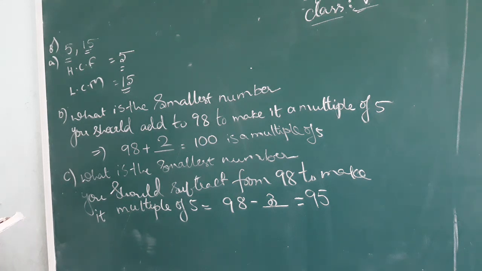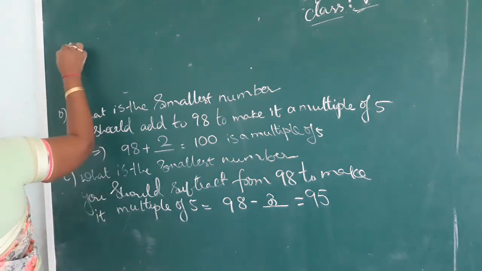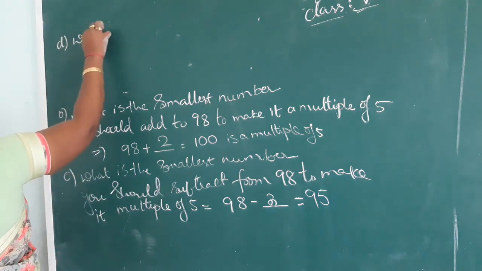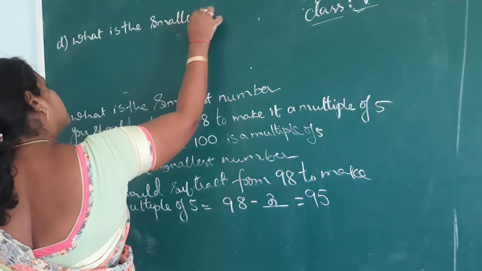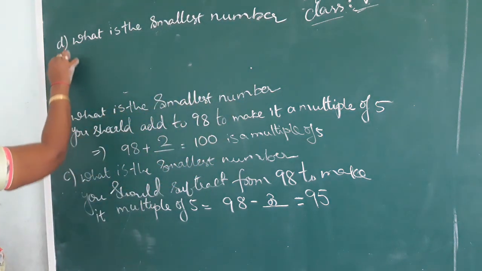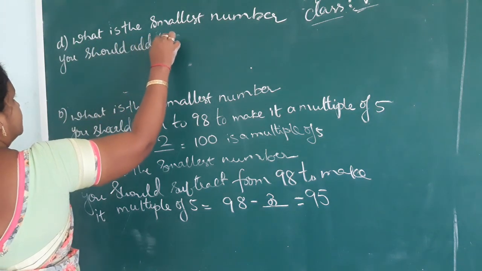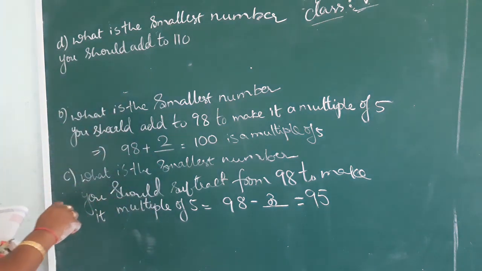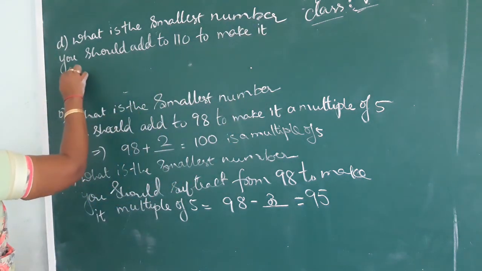See the last one. What is the smallest number that should be added to 110 to make it divisible by 3?